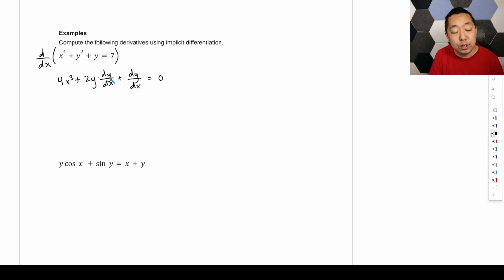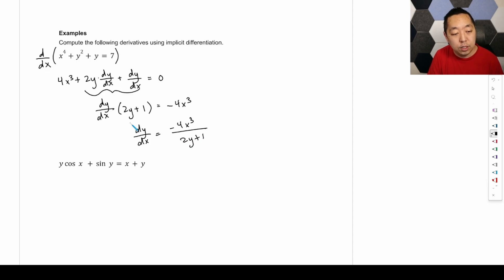Now, if you want to solve for the derivative, what you're going to do is isolate. You're going to keep all the dy/dx terms on one side and move everything without a dy/dx to the other side. On these two, you're going to factor out a dy/dx. So if I pull out a dy/dx, I have 2y here, and pulling out of here, I just get 1. Then move anything without a dy/dx to the other side, minus 4x cubed. Then you solve for dy/dx like that, and you get minus 4x cubed over 2y plus 1. You just divide that out.